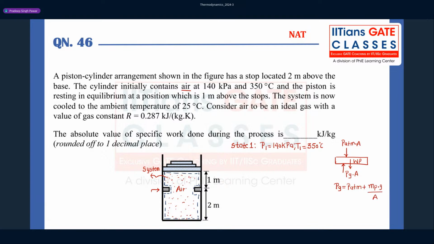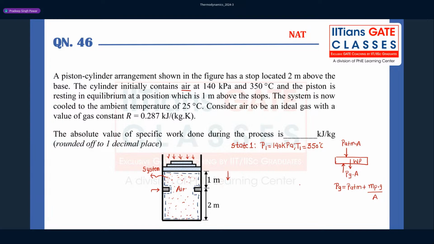Now, when you cool the air, what happens? Once you cool the air, the gas is going to contract, and the piston will start moving in the downward direction. But during this downward movement, the atmospheric pressure on the top of the piston is not changing, because the outer surface is exposed to the atmosphere, so that pressure is constant. The weight of the piston is not going to change either, it is constant.